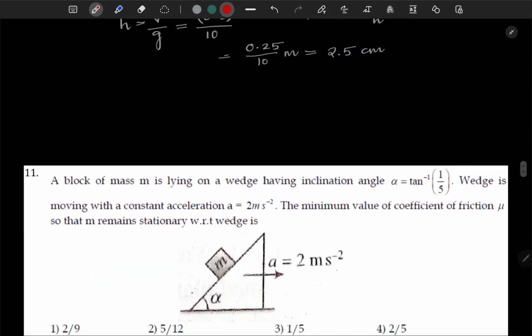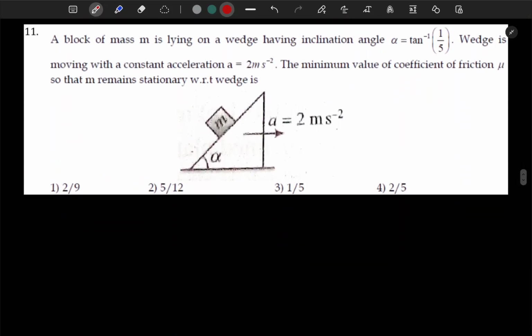Let's solve question number 11. This is a bit interesting question. A block of mass m is lying on a wedge having inclination alpha, where tan alpha is given as 1 by 5. So when tan alpha is 1 by 5, we can write all the remaining trigonometric ratios. Sin alpha would become 1 by root of 26, and cos alpha would become 5 by root of 26. I am hoping you understood this step. It's not a tough step actually.